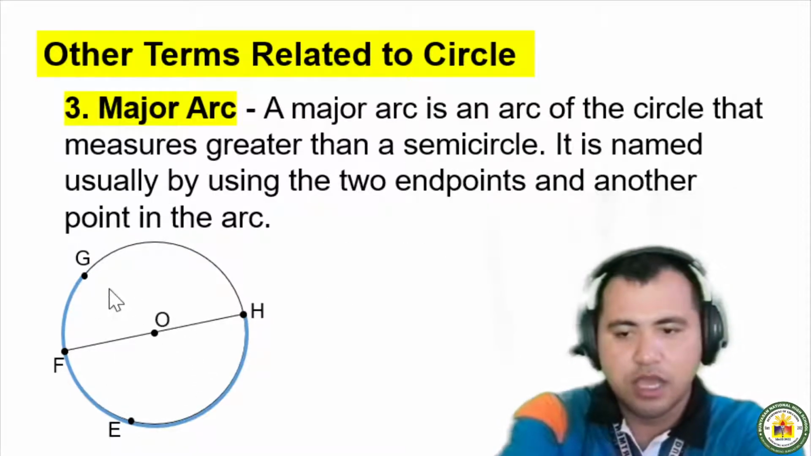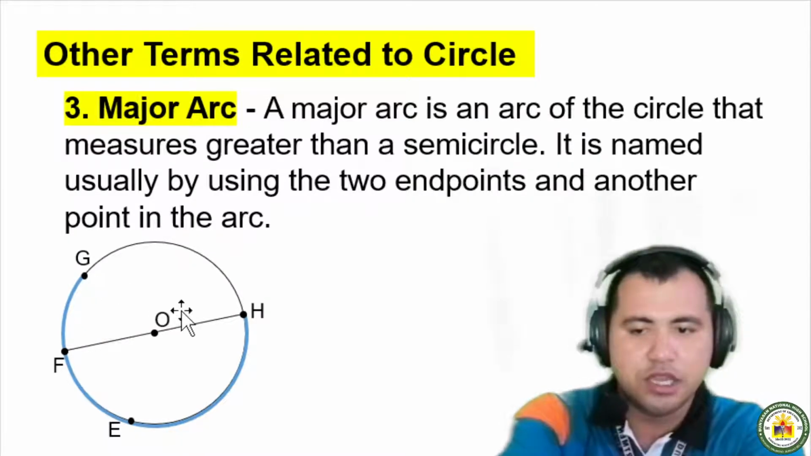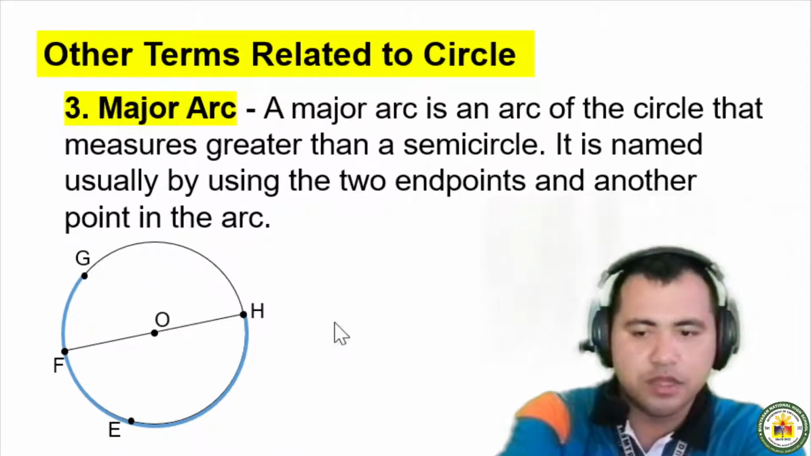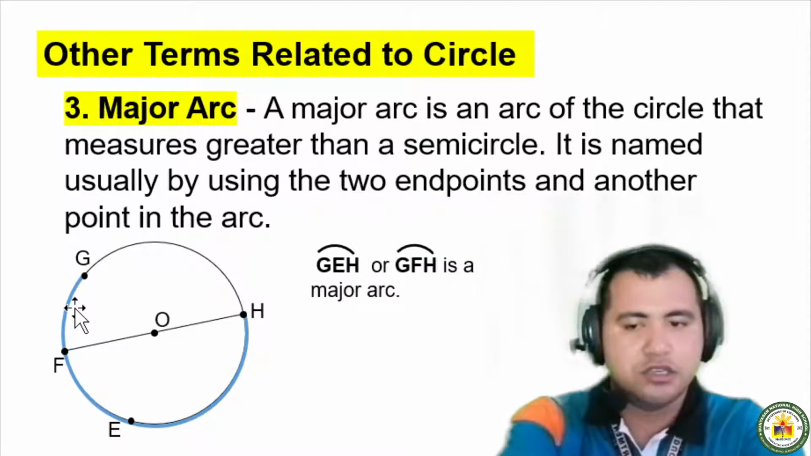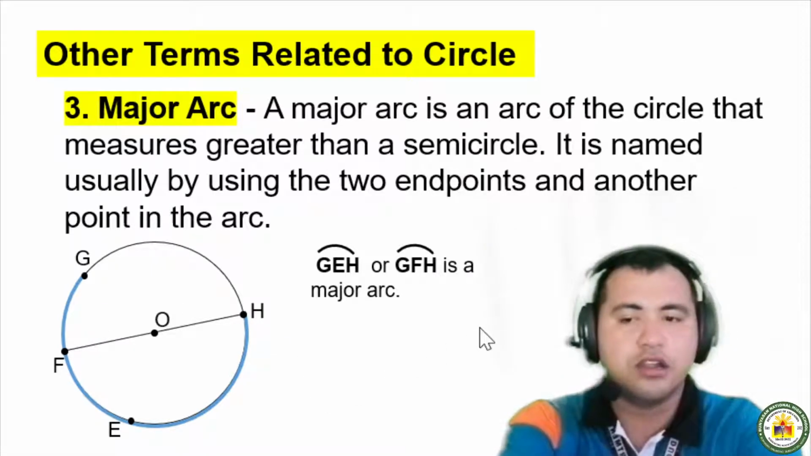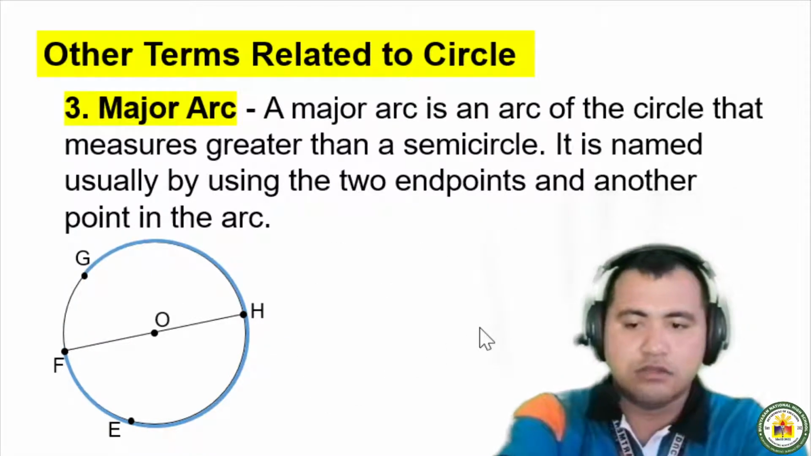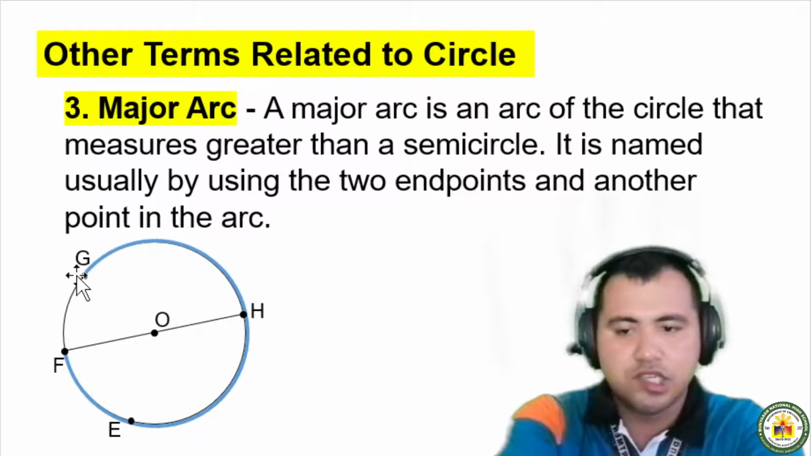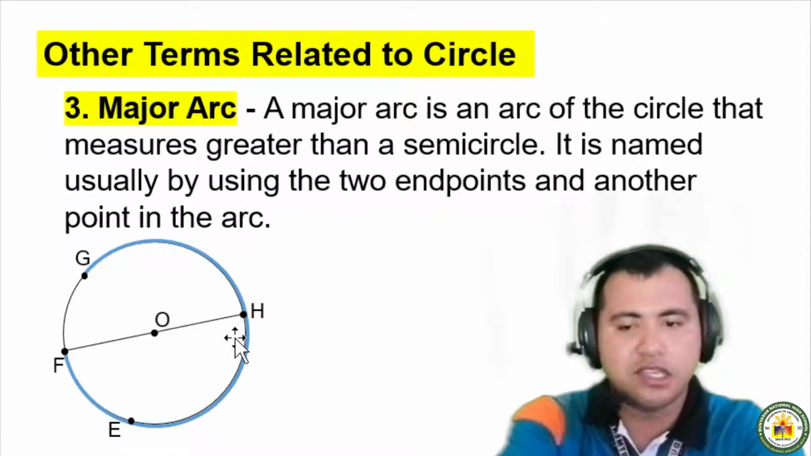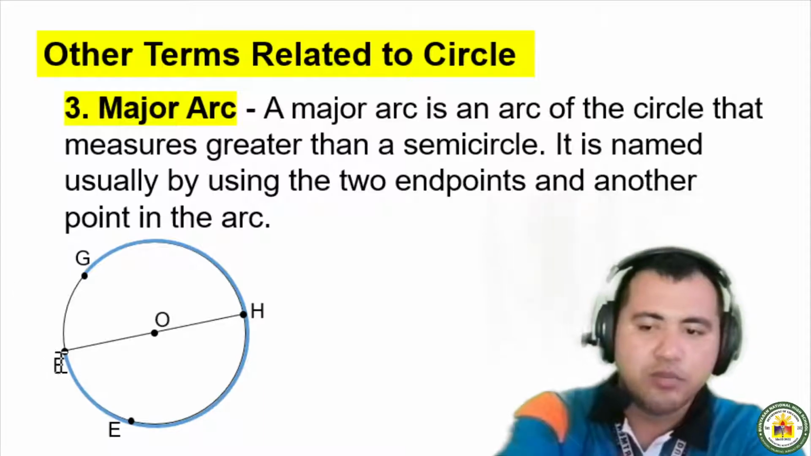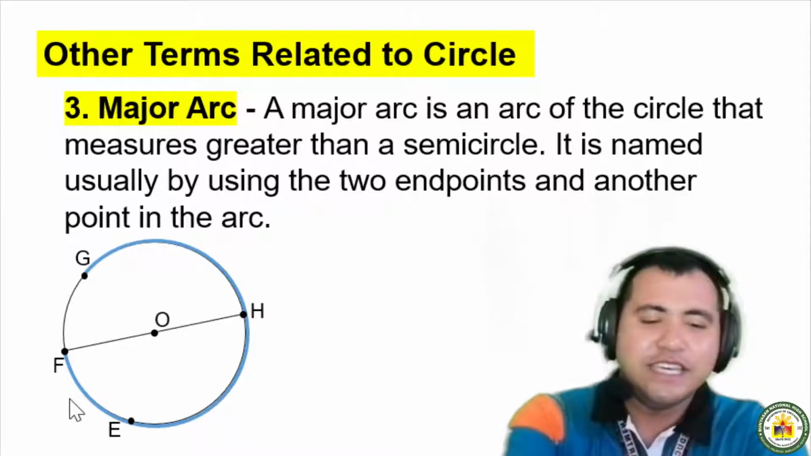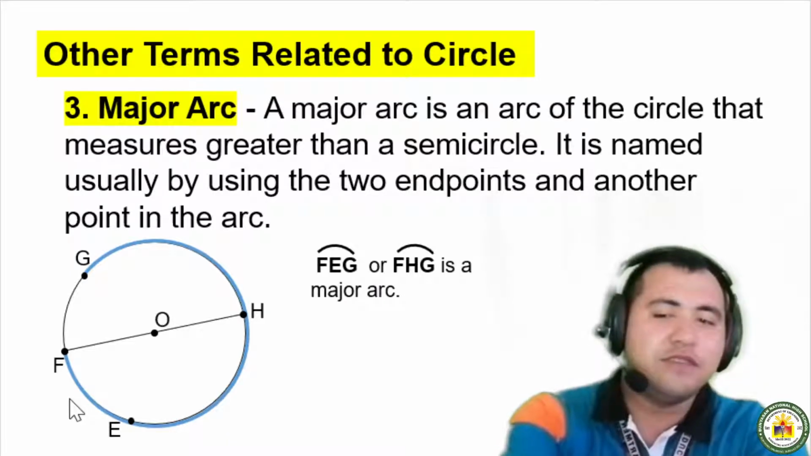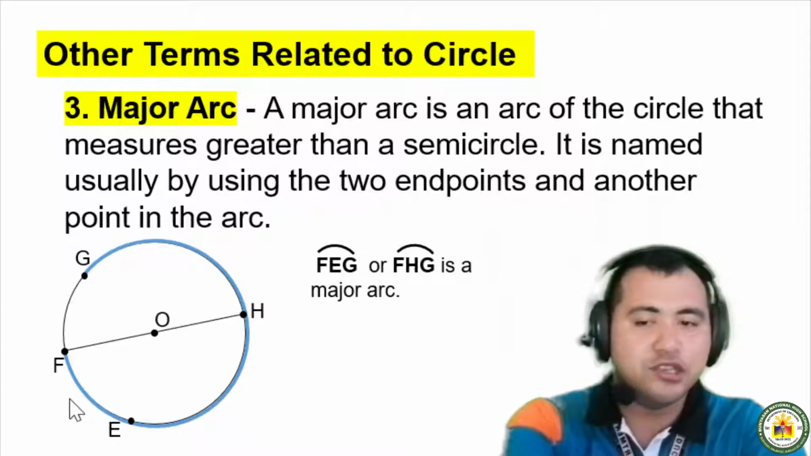Another one, if you start at G, the endpoints are G and H. So we have GFH or GEH. GEH is also a major arc. Now another one, going from F to G, passing through E or through H. You take three letters, and the endpoints are the priority. So that is arc FEG or arc FHG. They are called major arcs.